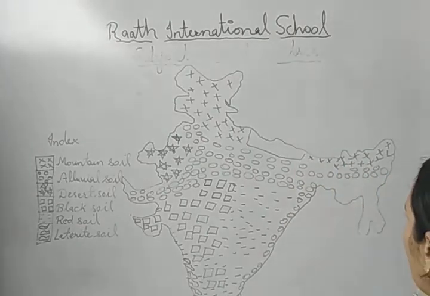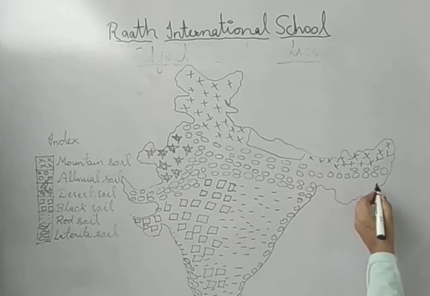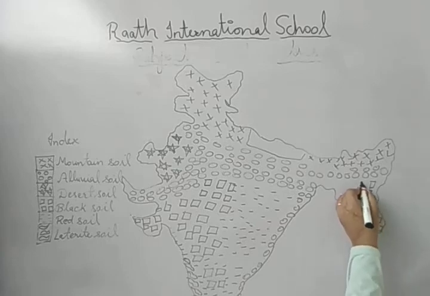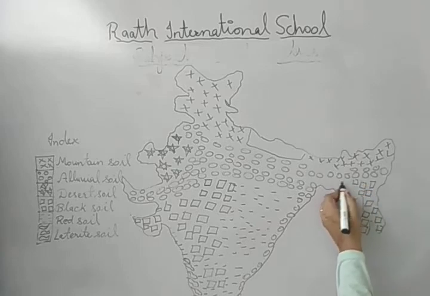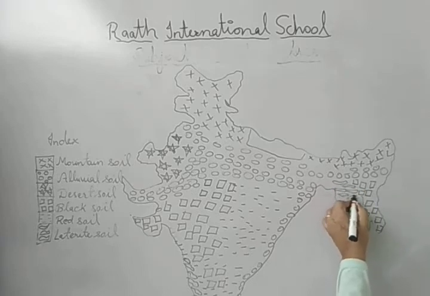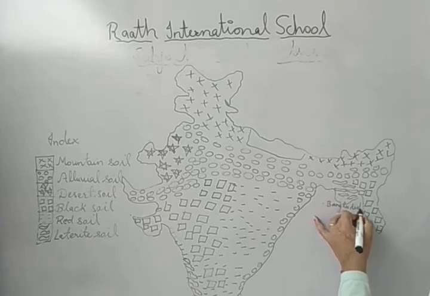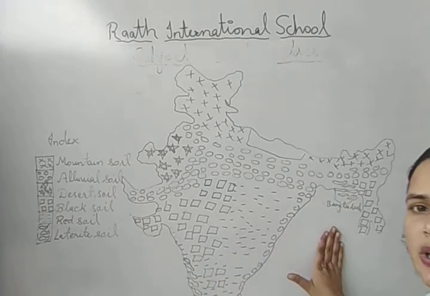So now this portion is also left. So this portion is covered with black soil. This eastern part of our country, that is covered with laterite soil or black soil. And here this is Bangladesh. So only this is the map of India. This is the neighboring country, Bangladesh.